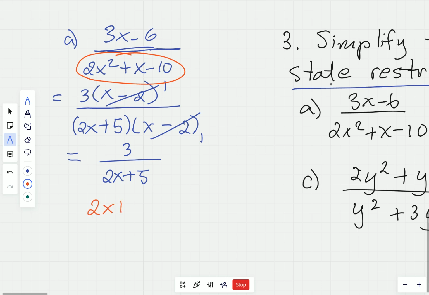So why don't we quickly do it down here, 2x plus 5 equals 0 or x minus 2 equals 0. So this is for the restrictions.